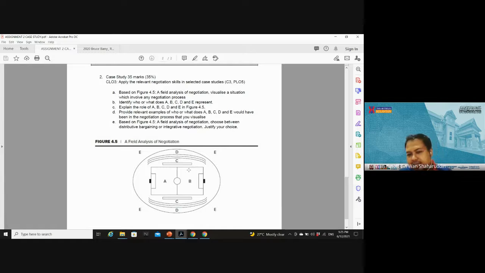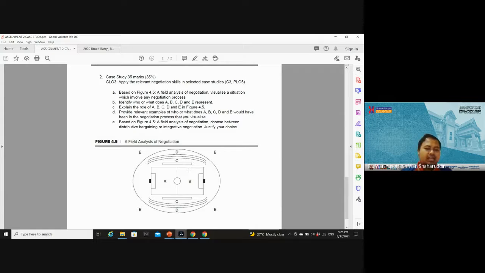Looking at this, for example, David has experience with football, so you know this is a football field. A is one player, B is another player, C might be the substitutes, D might be the spectators, E might be the other factor outside of the stadium, for example. Based on the field analysis of negotiation, you need to choose or identify between distributive bargaining or integrative negotiation, which one is more suitable to your imaginative negotiation process. And please justify your choice.